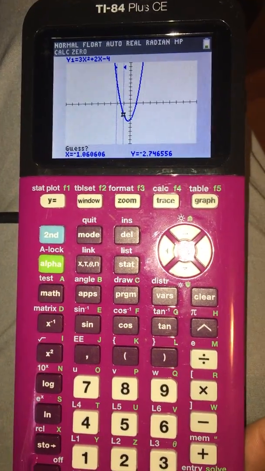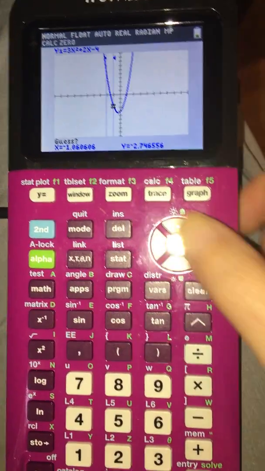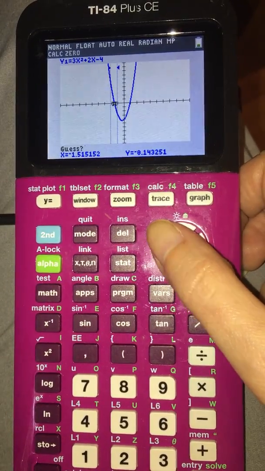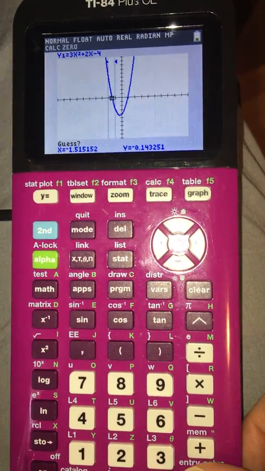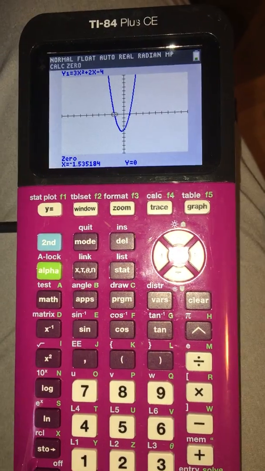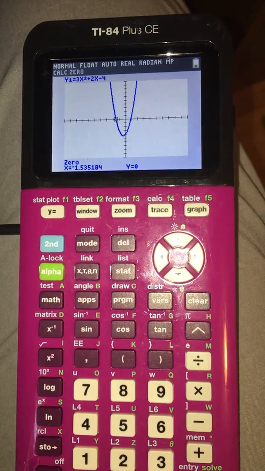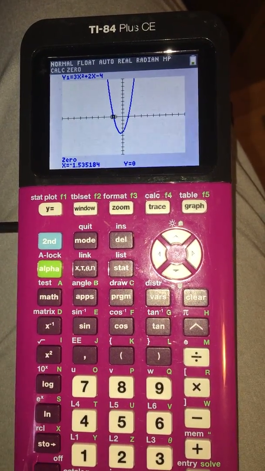The calculator is going to ask me to guess. It really doesn't matter, but if you want to move closer to the x-intercept, you can. You don't have to. You can just hit enter. And there you go. There's your x-intercept.